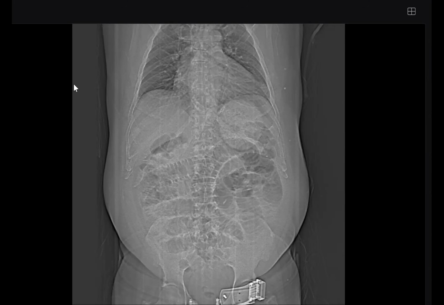Just mention the finding on a CT scan on this plane, then I'll give you the CT. What do you see? Abdominal pain.